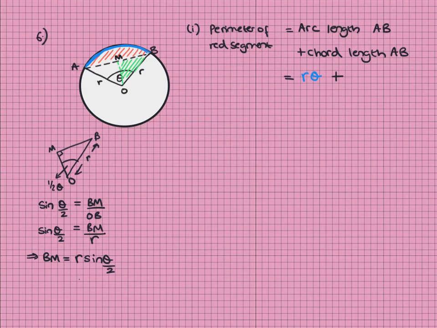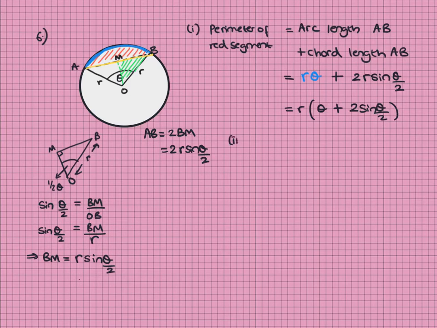But we want the whole chord length, which goes from A all the way to B, and we know that AB is equal to 2 lots of BM, so it's 2 times R sine theta over 2, which gives us an opportunity to write the chord length here as 2R sine theta over 2. If we simply factorise R out, we get R bracket theta plus 2 sine theta over 2, which is what was required in the question.